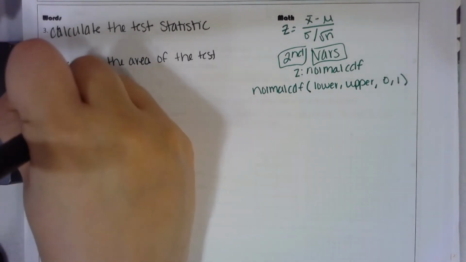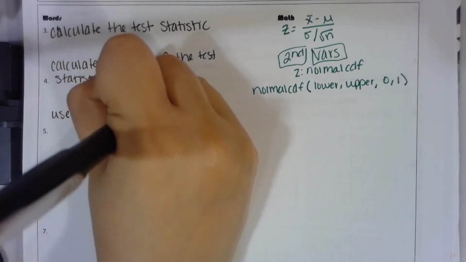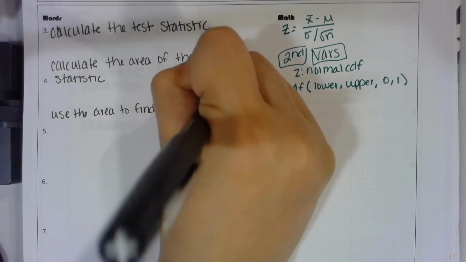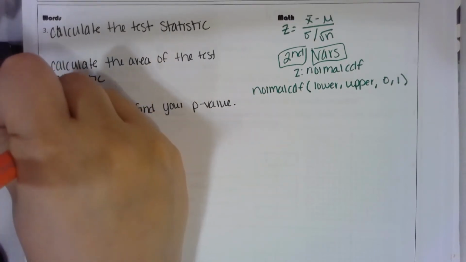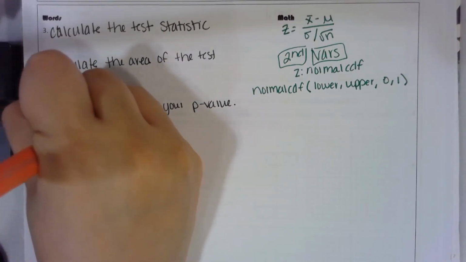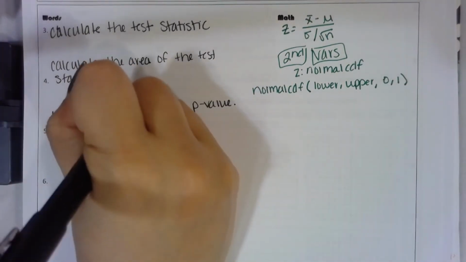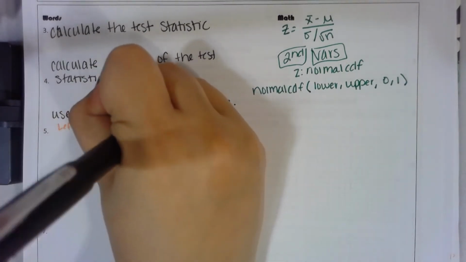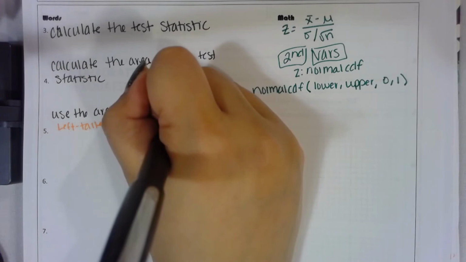If you are a right-tailed test, I'm writing a little bit smaller so it'll fit in this spot. This is why I wrote number 4 a little bit too high, so I could write 5 a little bit too high. So then your p-value is equal to your area to the right of your test statistic.